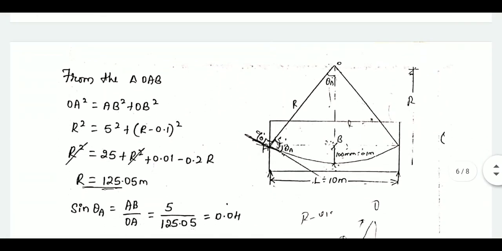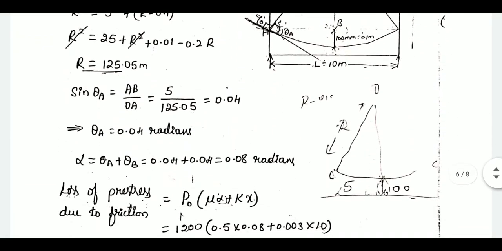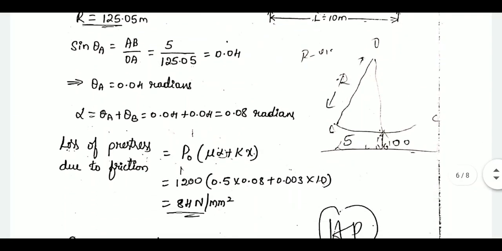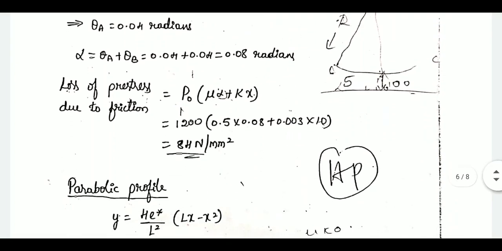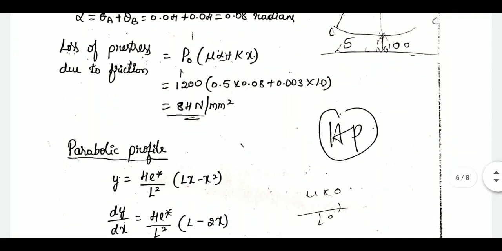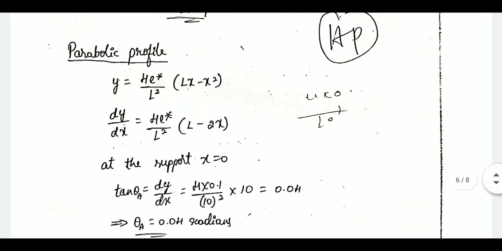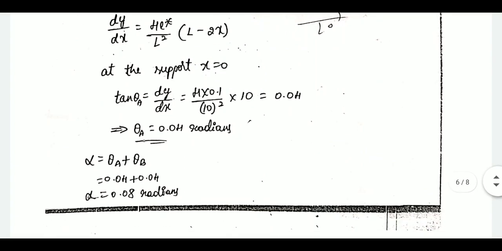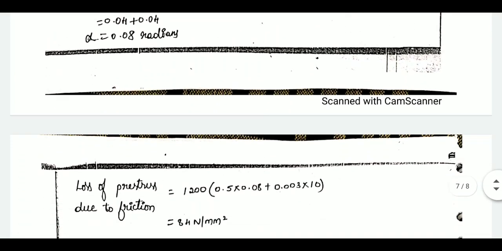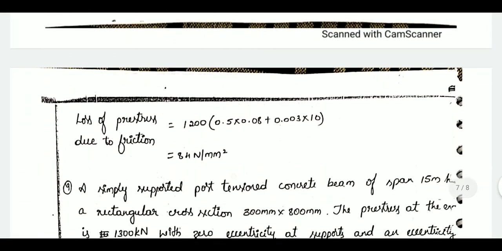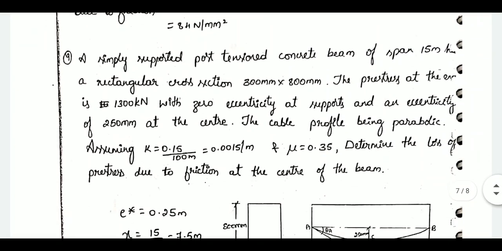So first find out the radius, then slope. You will get the alpha value, substitute in the equation. Initial pre-stress itself is given, so directly consider it as P naught. You will get the loss. And for the parabolic profile, again you need to consider the parabolic equation. First case is circular and next case is parabolic. So the same parabolic equation you need to consider and find out the slope, calculate and substitute the values, you will get the loss. Next problem.